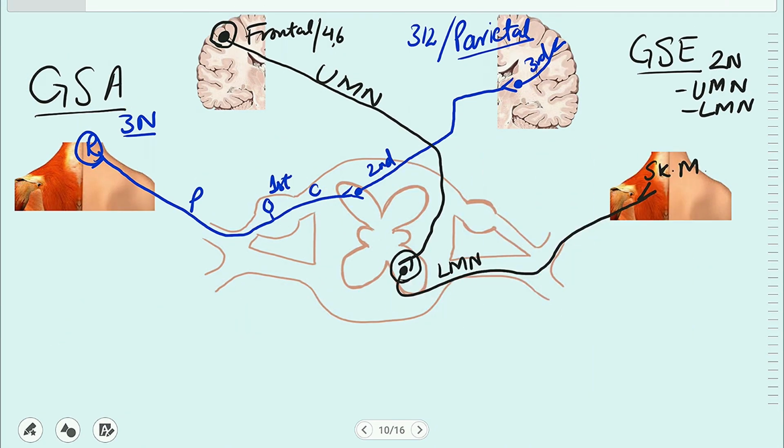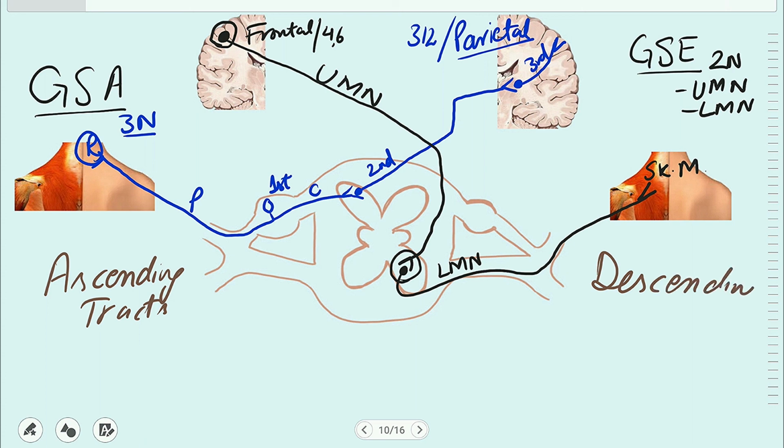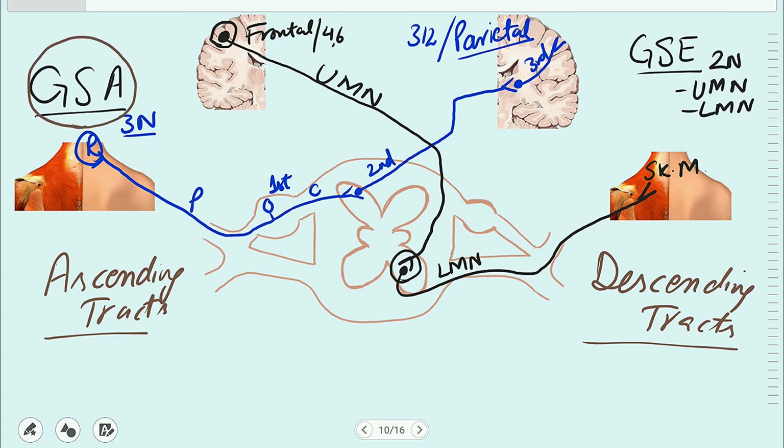And the third important fact that we can learn from here is about the ascending tracts and the descending neuronal tracts. These tracts are given in your books in your nervous anatomy chapter. Keep in mind that the general somatic afferent component is actually the ascending tract. If we go into the detail of the general somatic afferent component, these will be the ascending tracts. And the general somatic efferent component is about the descending tract.